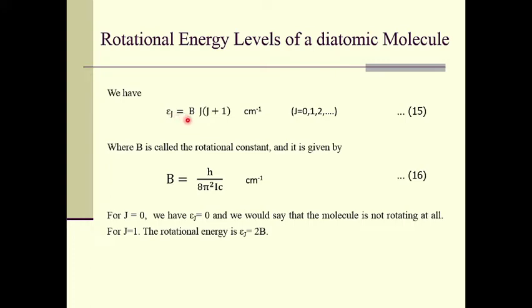So epsilon j we can write as B into J into J plus 1. For J is equal to 0, if I put J is equal to 0, we have epsilon j equal to 0, and therefore we would say that the molecule is not rotating at all for this value. And for J is equal to 1, the rotational energy is given by epsilon j is equal to 2B. So this is the rotational energy for J is equal to 1.